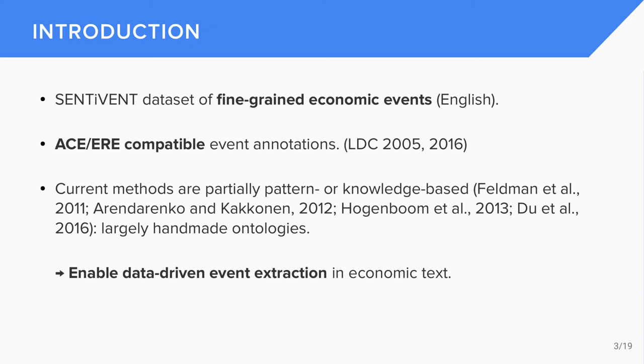ACE was later followed by the Entities, Relations and Events program, ERE, which aimed to create more resources, improve annotation quality, and push the state of the art further. The ACE 2005 and, to a lesser extent, the ERE event data sets are dominant benchmarks for event extraction, and we made sure our annotation guidelines were compatible with them and based them largely on the rich ERE guidelines. Compatibility with ACE and ERE means that we can more easily apply state-of-the-art architectures.